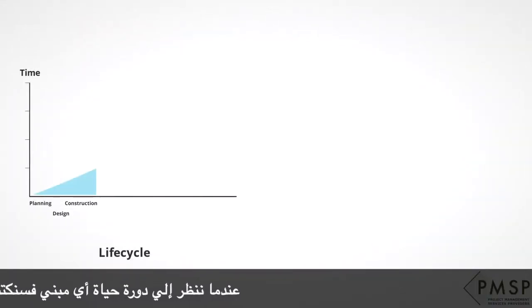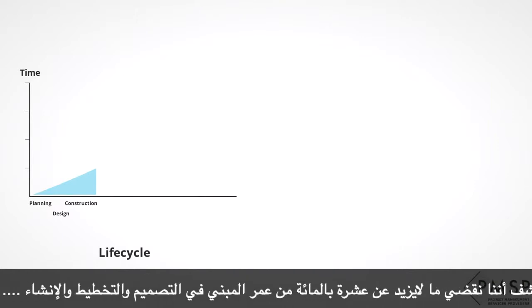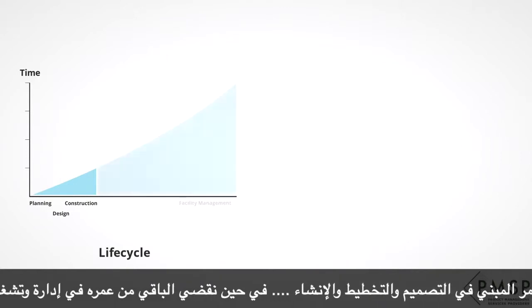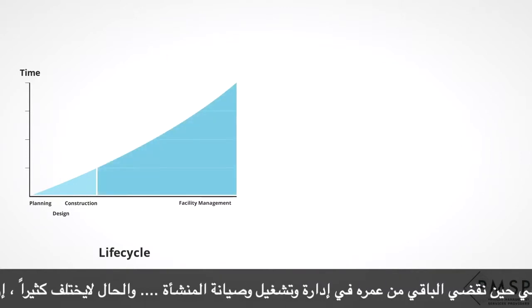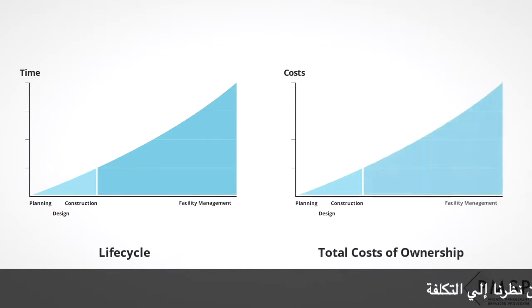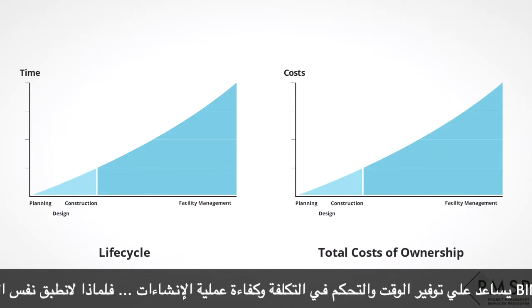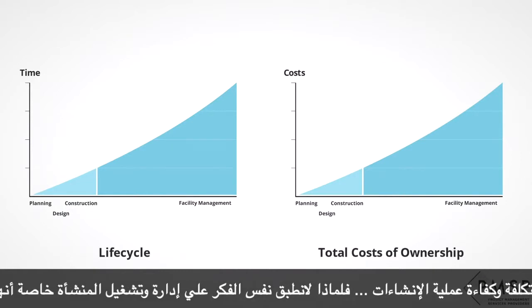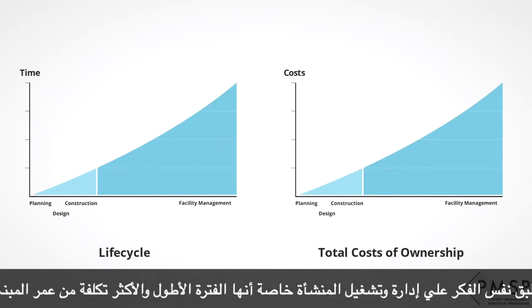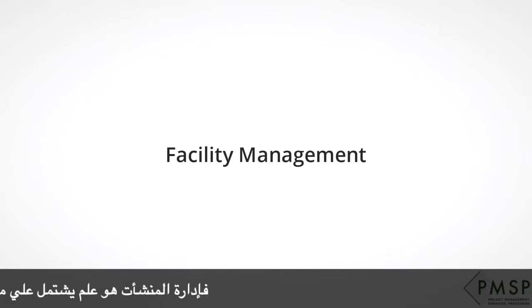When we look at the life cycle of any building, we can see that only about 5% of it is taken up by the planning, design and construction of the building, and the rest is occupied by facility management. When we look at the total cost of ownership, we can see a similar story. By now, everybody has agreed that investing in the use of BIM saves time, cuts cost, and thus increases overall efficiency. So why not apply this to facility management and share the benefits of BIM in the first 5% with the other 95%?